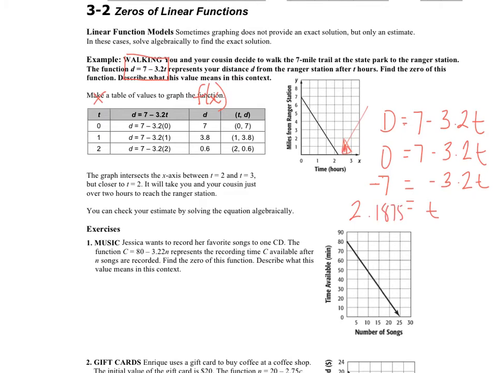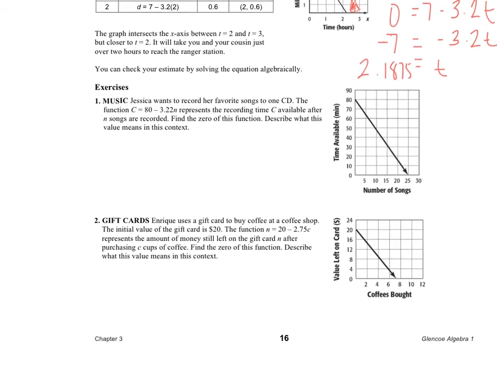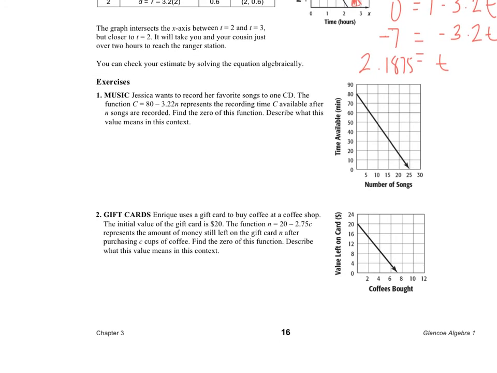1.875. There you go, so there's our exact answer. All right, so we know at a time of 2.1875 hours, we will be exactly at the ranger station. Whew. So a lot of talking about that problem there, but hopefully that helps us when we go to solve these ones down here.